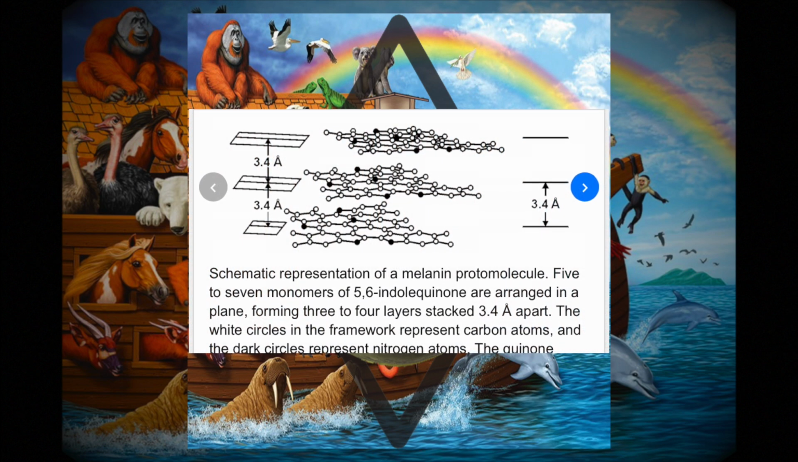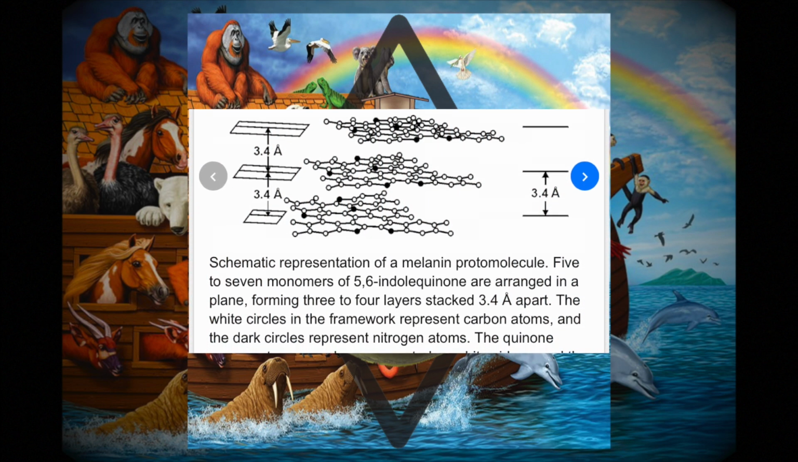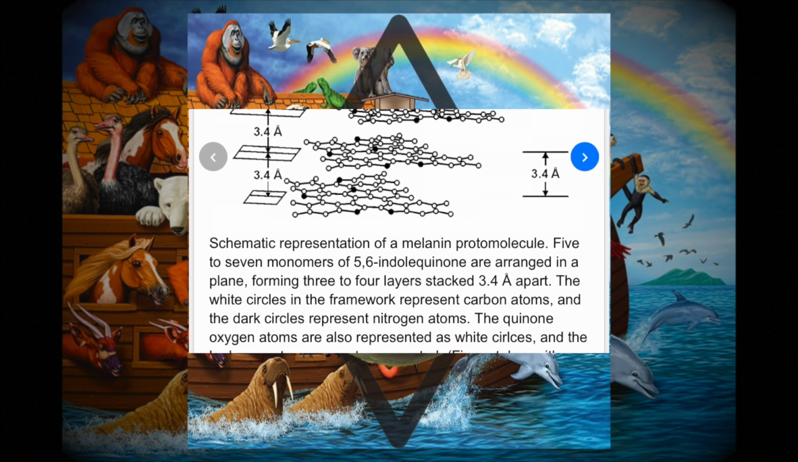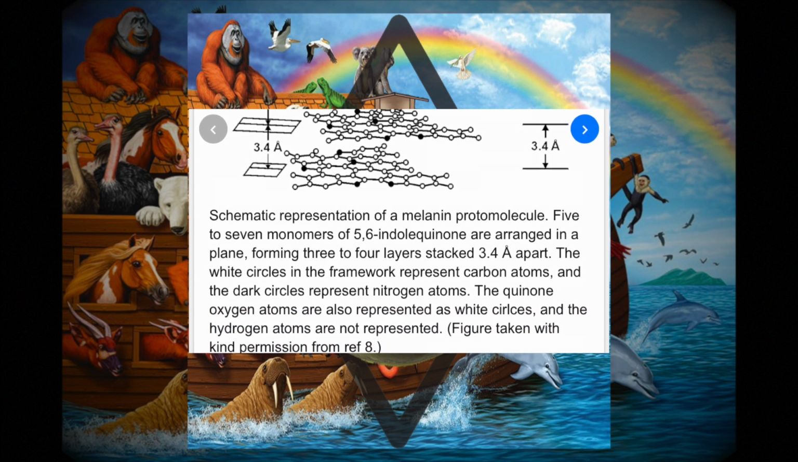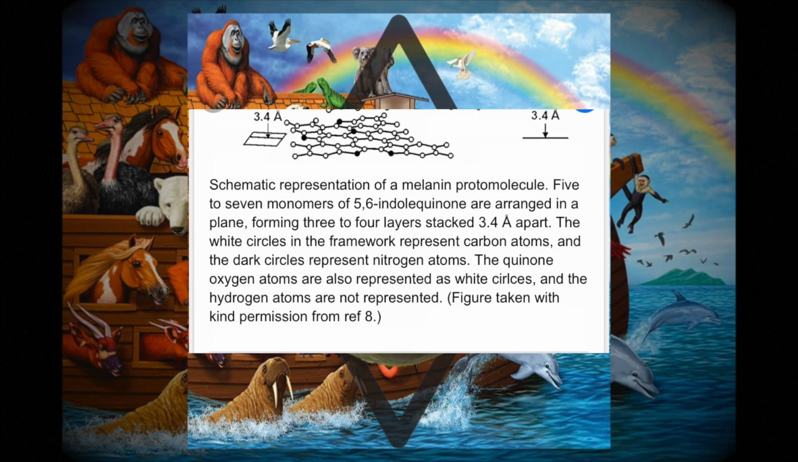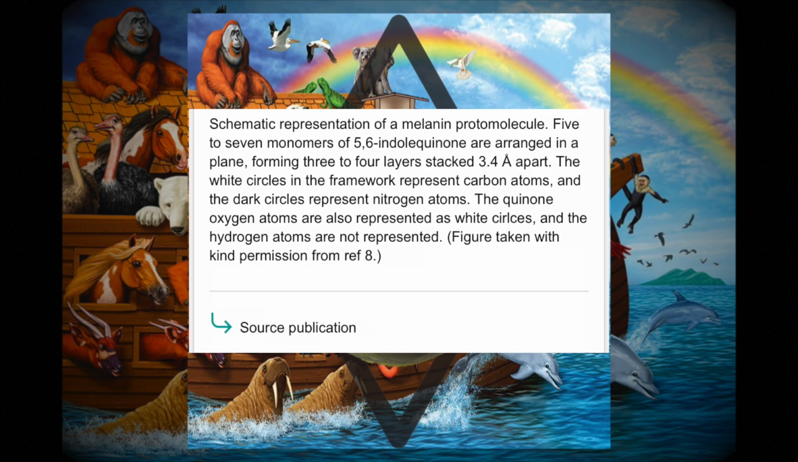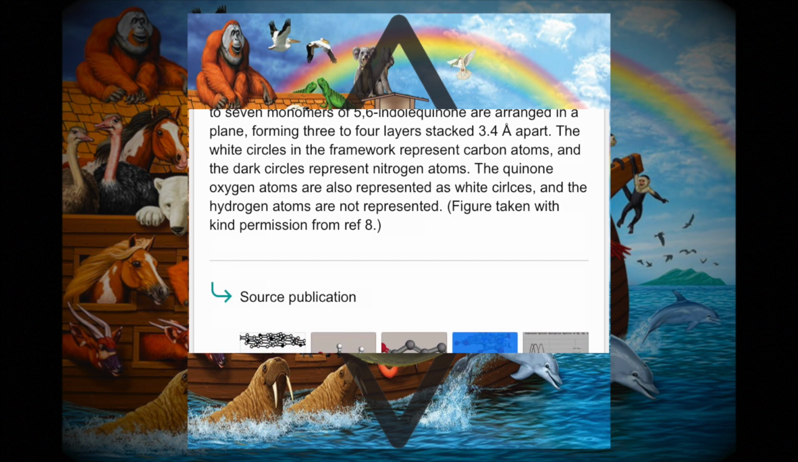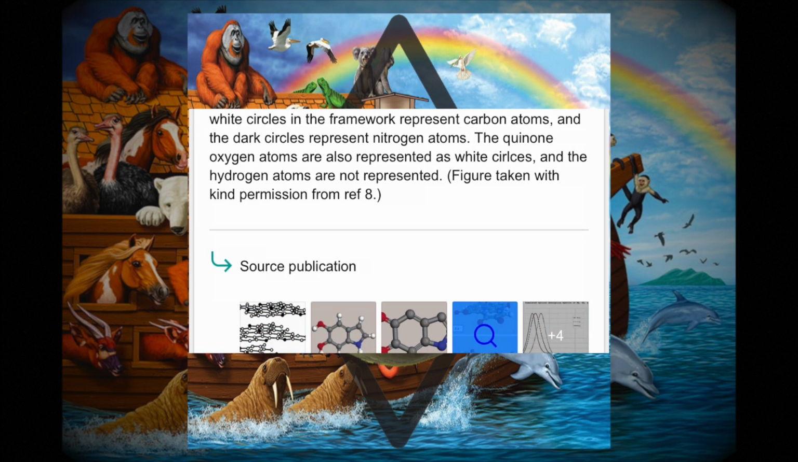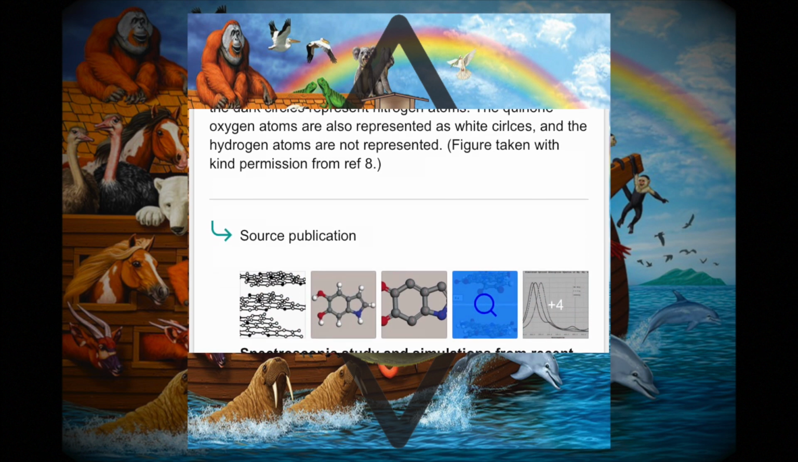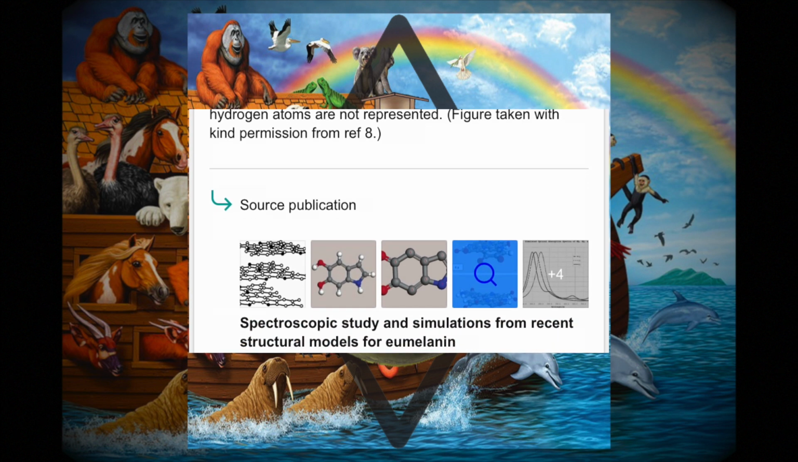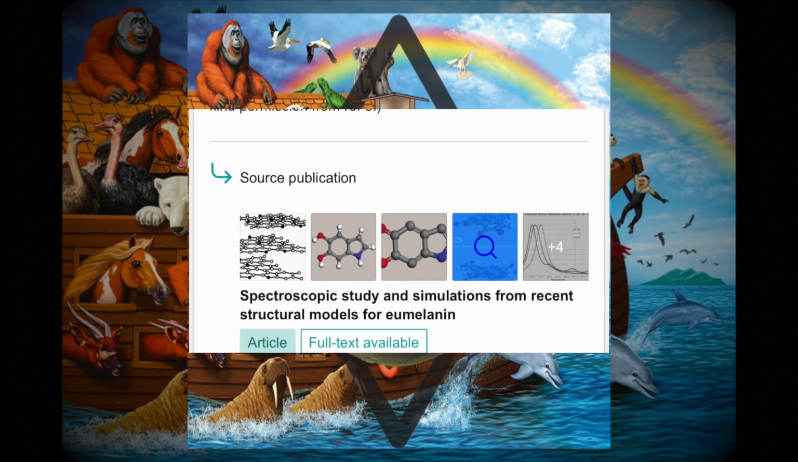Schematic representation of a melanin proto-molecule. 5 to 7 monomers of 5,6-indolequinone are arranged in a plane, forming 3 to 4 layers stacked 3.4 Å apart. The white circles in the framework represent carbon atoms, and the dark circles represent nitrogen atoms. The twin oxygen atoms are also represented as white surfaces, and the hydrogen atoms are not represented. Figure taken with kind permission from Ref 8.